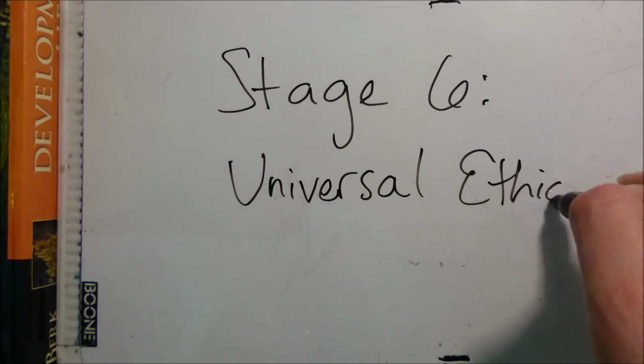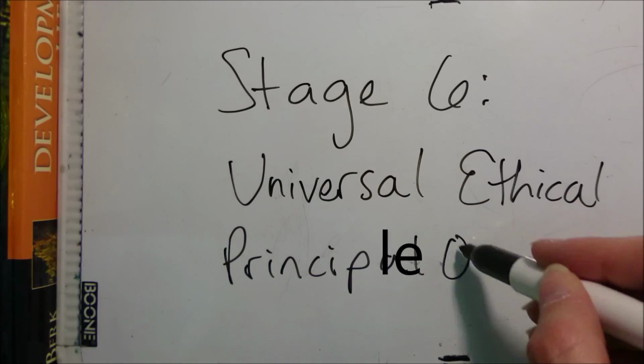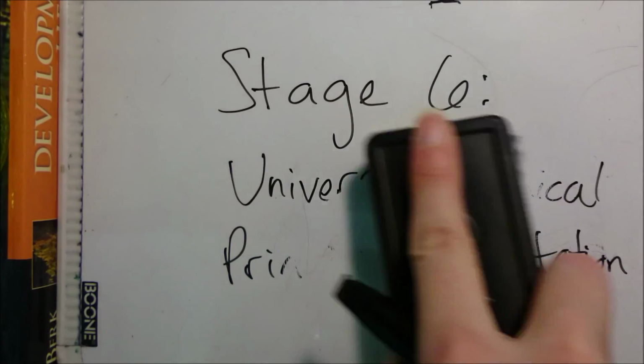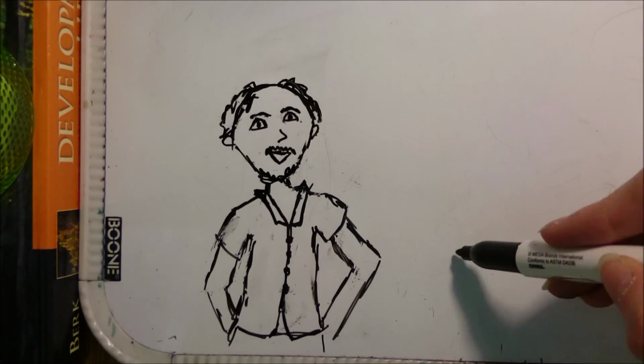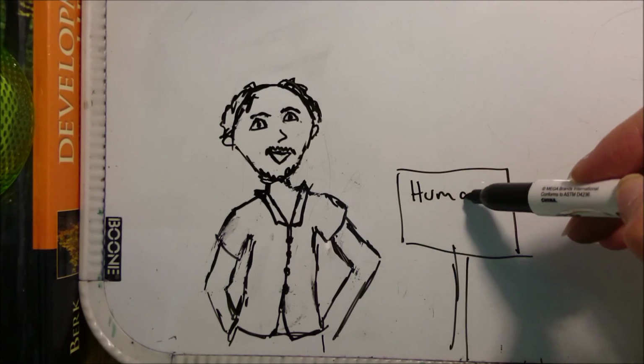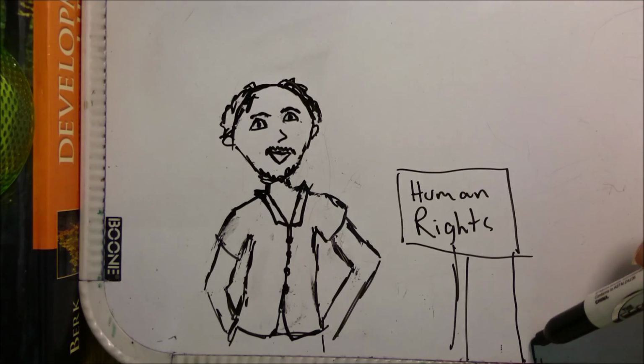Stage 6. Universal ethical principle orientation. Kohlberg struggled to find people who consistently operated at this stage.